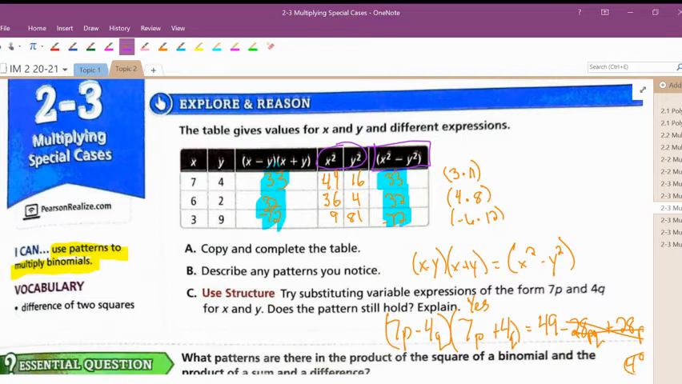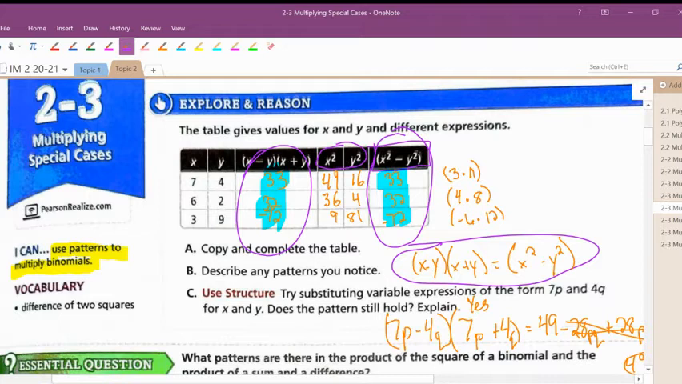So copy and complete the table, did that. Describe any patterns you notice. Well, x plus y times x minus y, this column, is the same thing as x squared minus y squared. So that means we can say that x minus y times x plus y is x squared minus y squared. So again, that's our new rule, our new pattern.